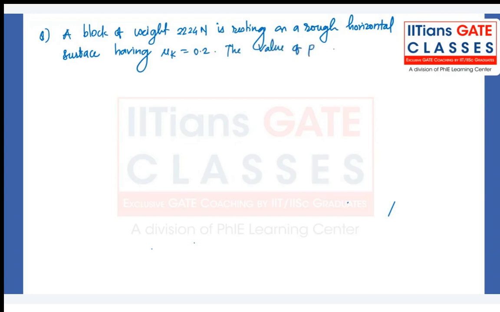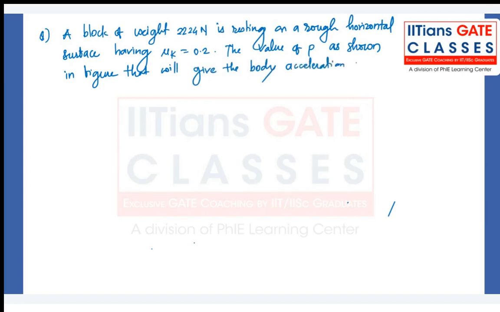The value of P, as shown in the figure, that will give the body an acceleration of 0.2 times g. G means 9.81 meter per second square.